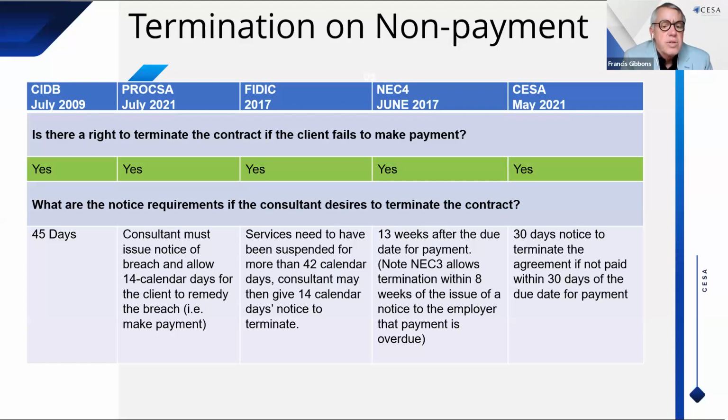Under the PROXA, the consultant must issue notice of breach and allow 14 calendar days for the client to remedy the breach. Under FIDIC, services need to have been suspended for more than 42 calendar days, so already under the previous suspension clause, and the consultant may then give 14 calendar days notice to terminate. Under NEC4, it is 13 weeks after the due date for payment, which is quite lengthy, although NEC3 allows 8 weeks from the issue of a notice to the employer that payment is overdue. And under CESA, 30 days notice to terminate if not paid within 30 days of the due date for payment. So they are all there, and again, it's not something you want to use, but it can be used as a threat to force the client to pay, hopefully, if they are in a position to, rather than you terminating the contract.